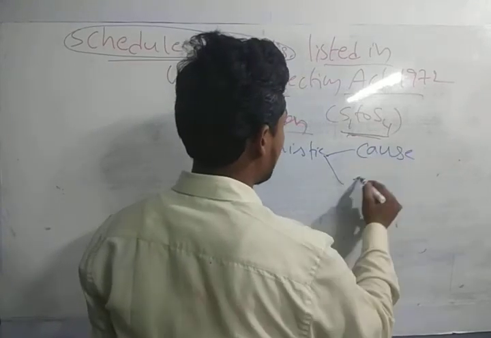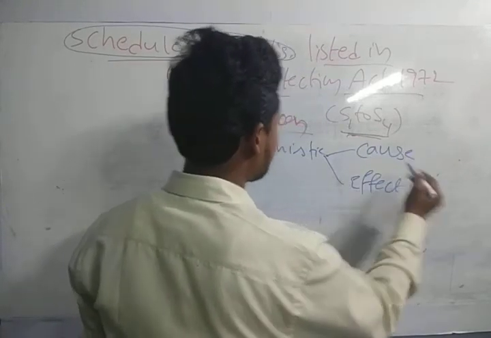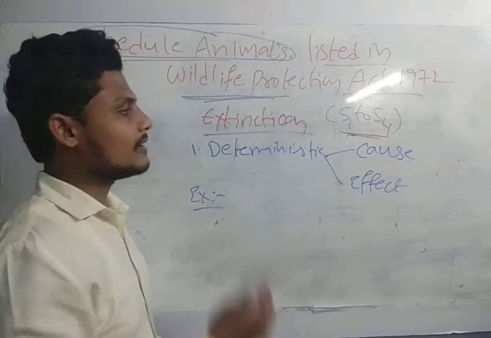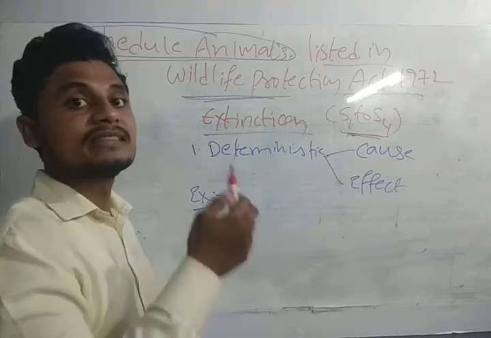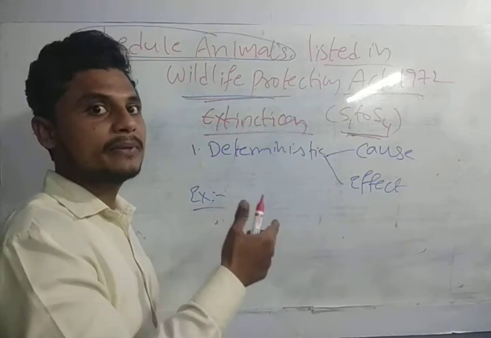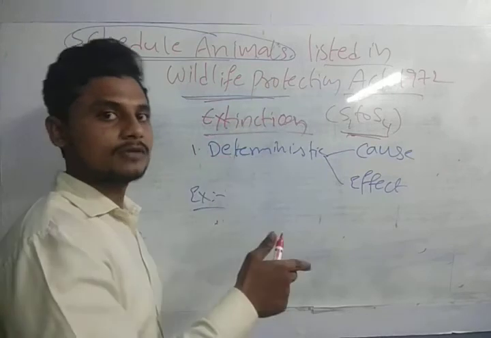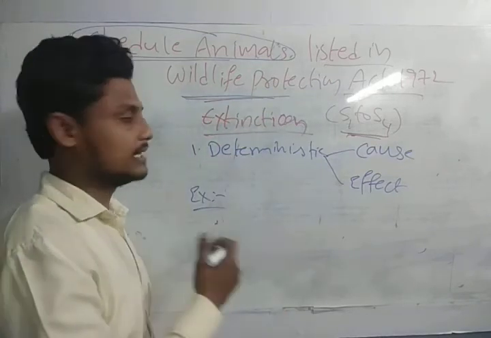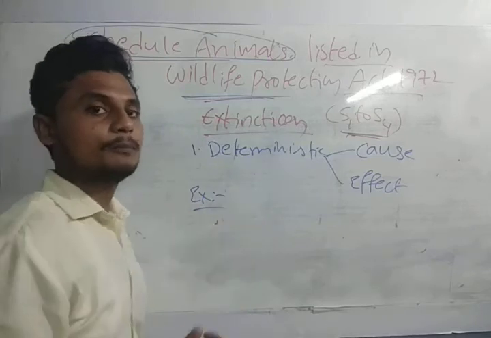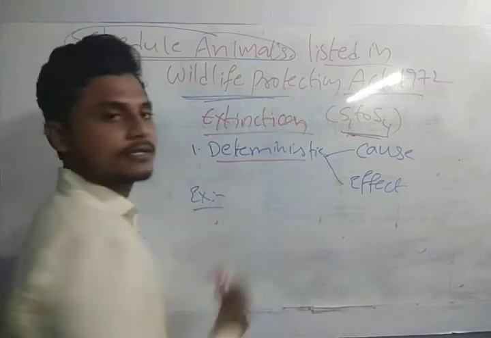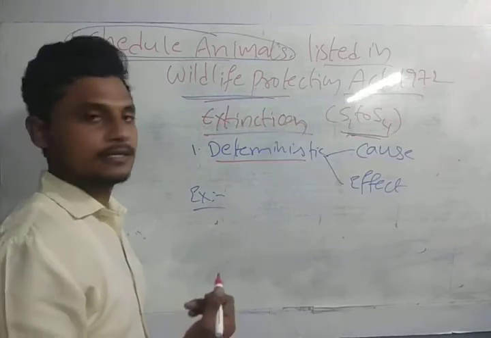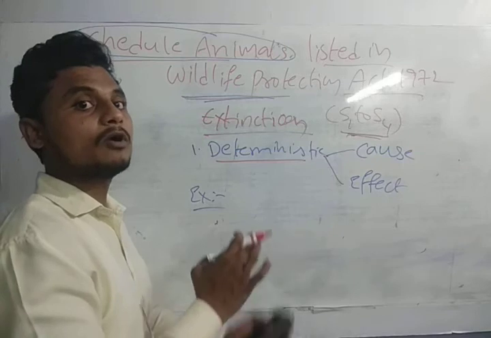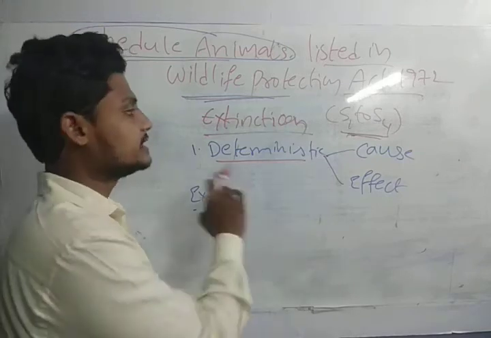So cause and effect, if you take the examples, like we have glaciation, guys. What do you mean by cause and effect? The process that is happening because of those processes is called cause and effect. For every action we have a reaction. That action and reaction type process is called the deterministic process. The thing that is happening because of another thing is called the deterministic process.